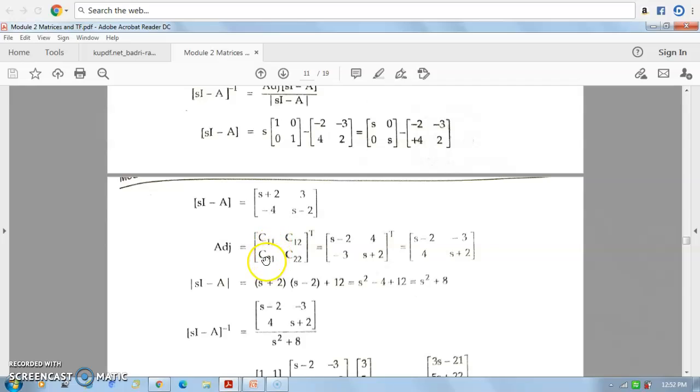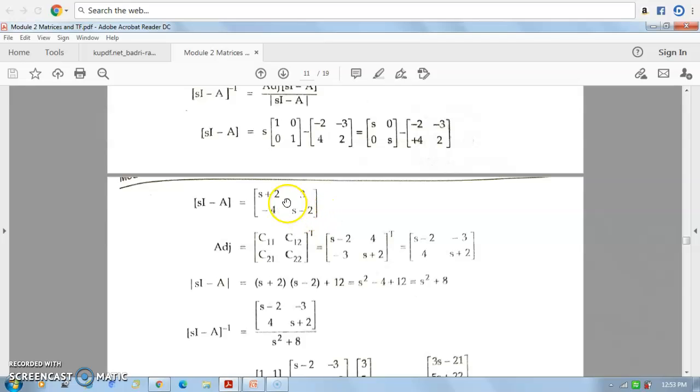To find the adjoint, first find the minors, change the signs to get the cofactor, and transpose it, and that gives the adjoint. One hint I will give here: for any 2 cross 2 matrix, you can directly write the adjoint. How to write the adjoint for this?